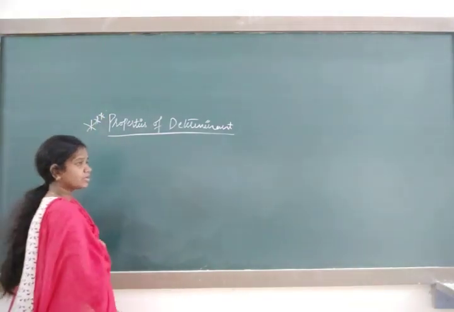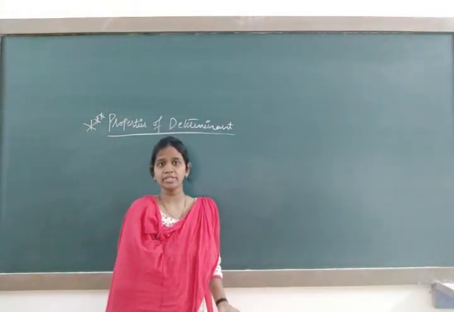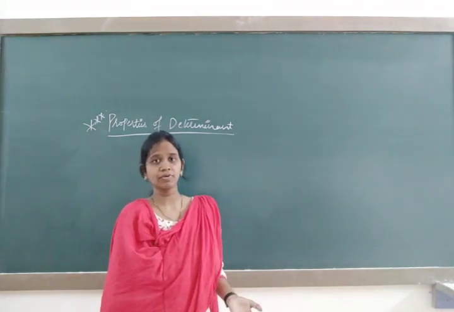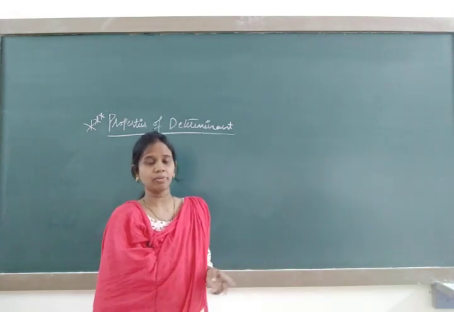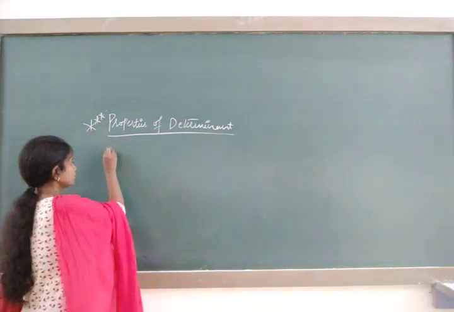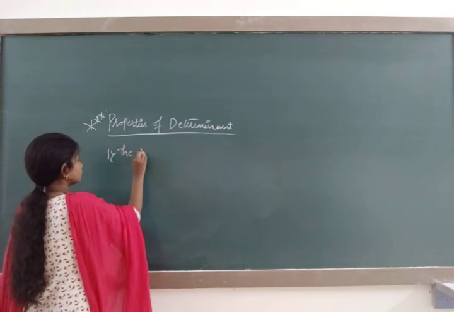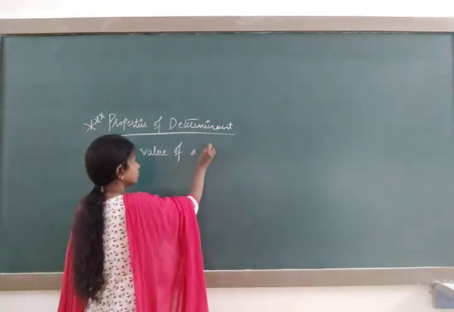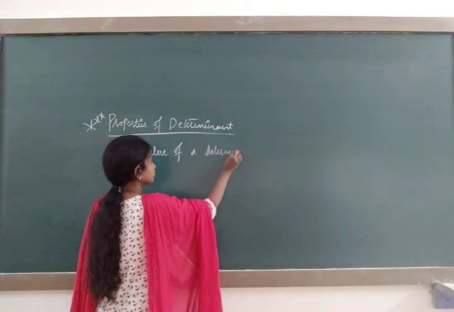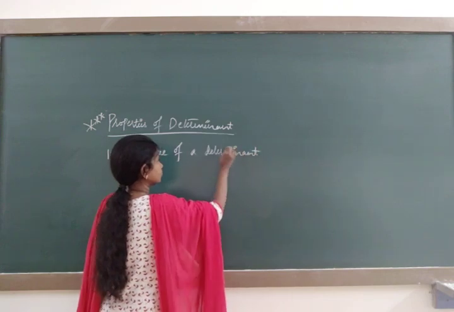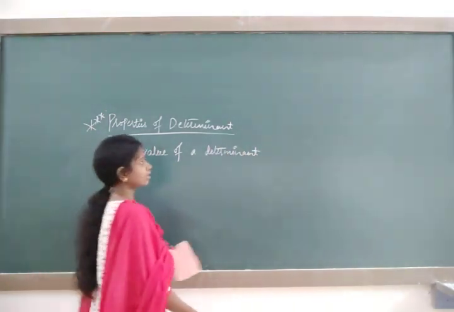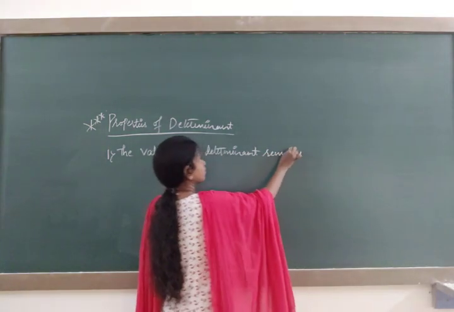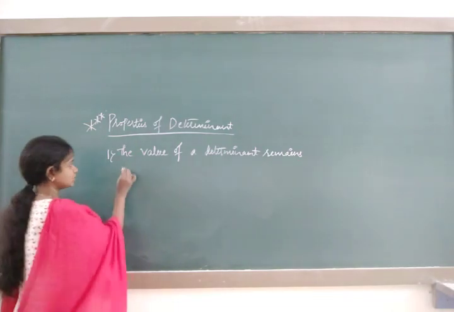So the properties of determinant, there are 5 to 6 properties. Of those, 3 properties are more important, which they are going to ask in your examination and which carry 2 marks. First property we will see. The value of a determinant remains unchanged.